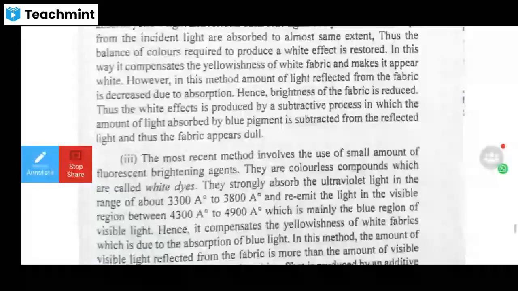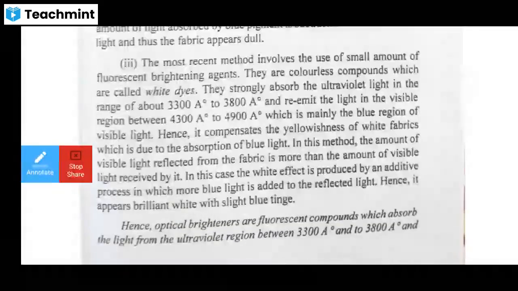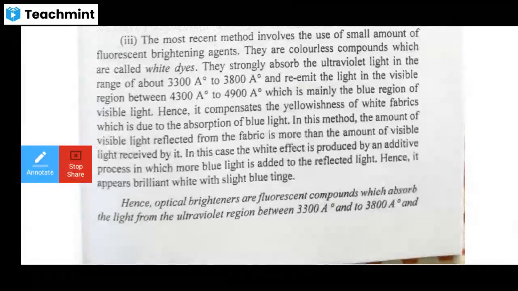Because of this, the brightness of the fabrics is also affected and decreases due to the absorption, and the amount of light reflected from the fabrics is decreased due to the absorption, and hence the fabrics appear dull in color. So for the dulling effect this type of procedure is performed.